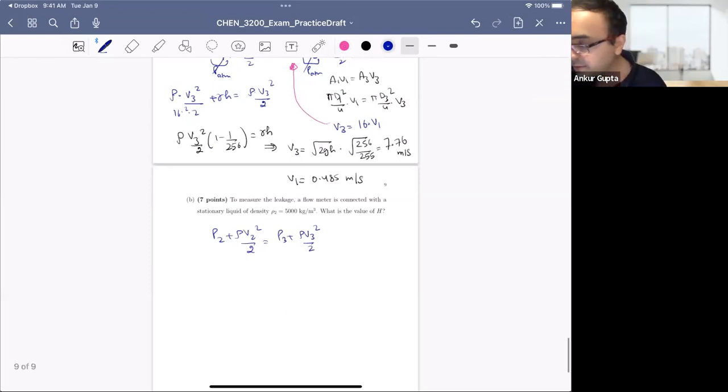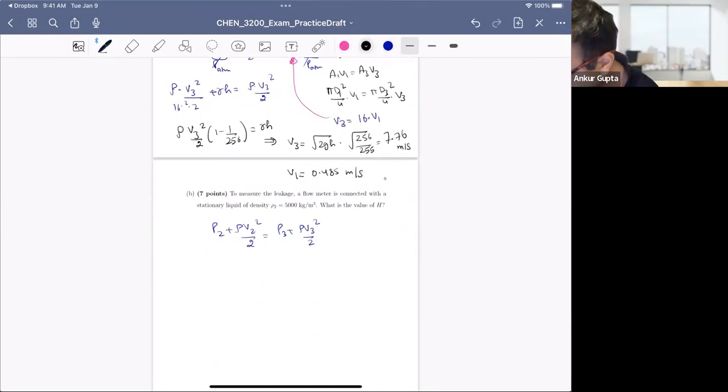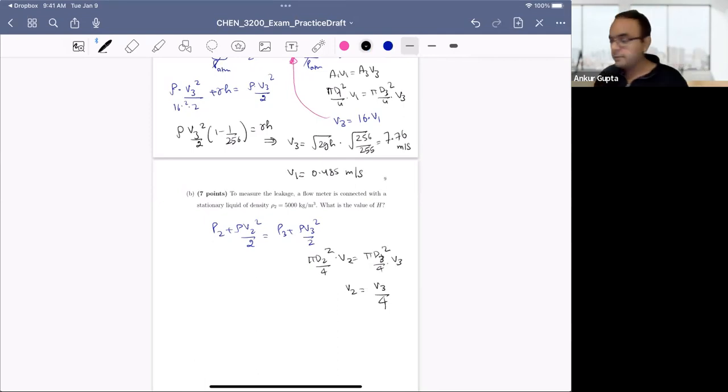And what's the difference between diameters? It is 1.5. So we say pi d2 square by 4 v2 is pi d3 square by 4 v3. So v2 essentially becomes v3 by 4, right? So the diameters are half.